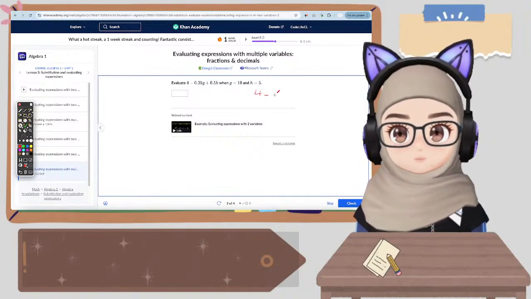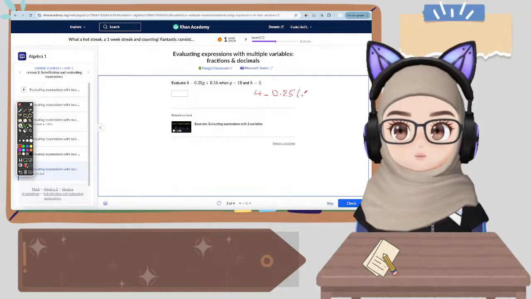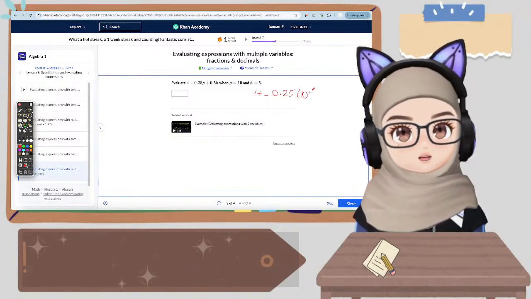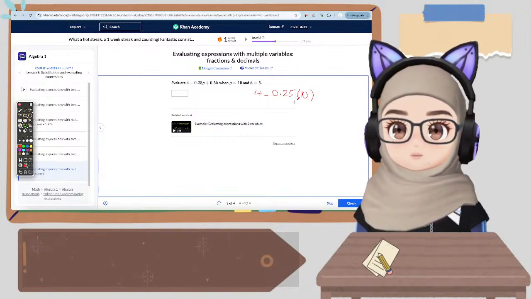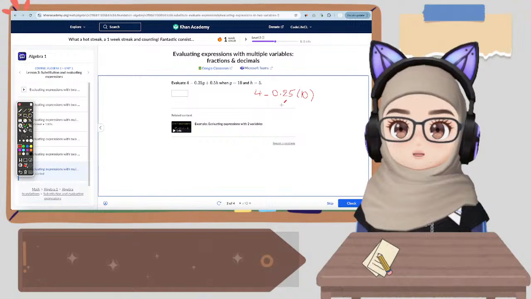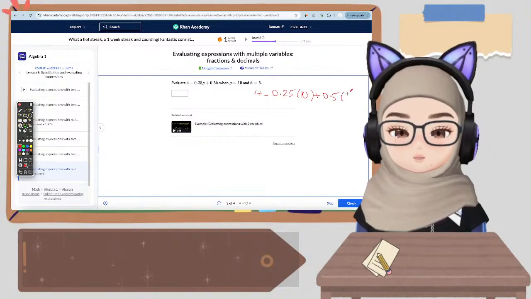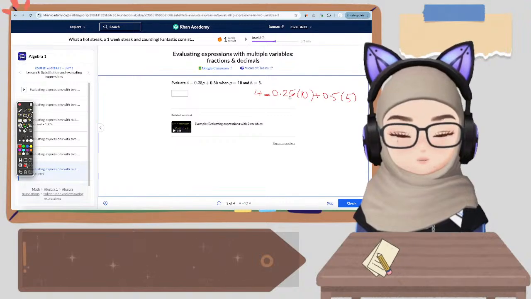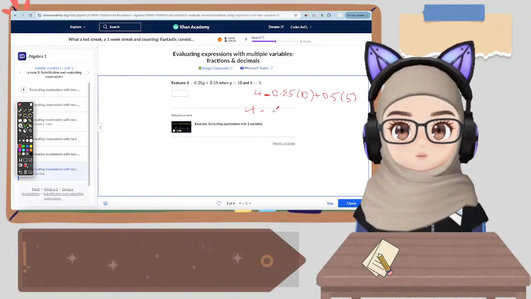4 minus a quarter of g, 0.25, and g is 10, so that's a 3. Wait, what's half? Oh, 2.5. There we go. Half of 5 plus 0.5, half of each. H is another 5, and that's it. That's a minus. That's a plus. So 4 minus 10.